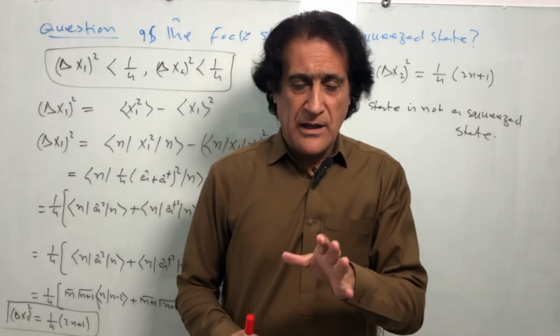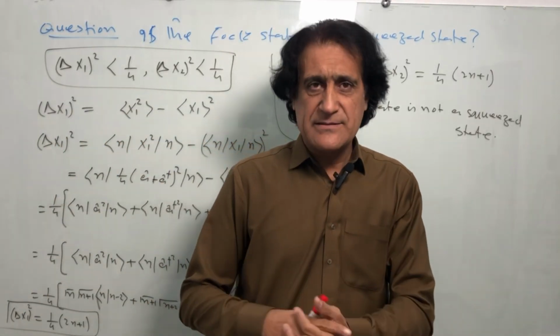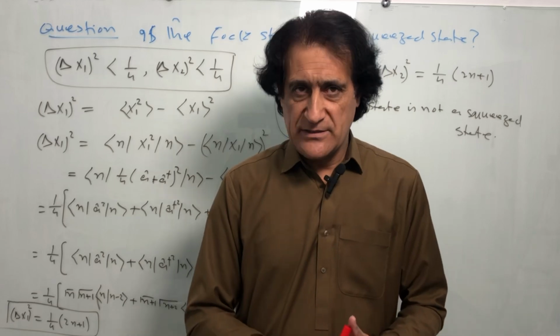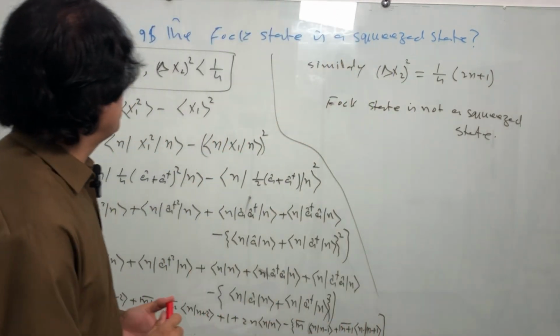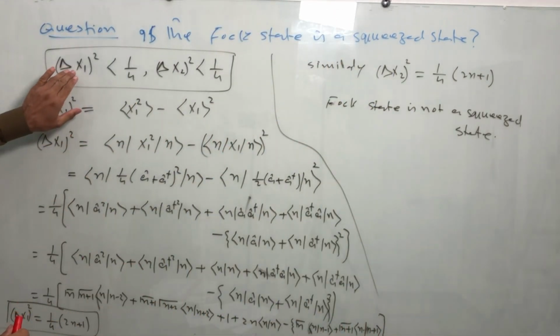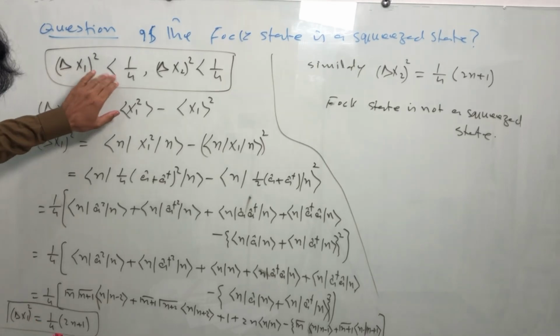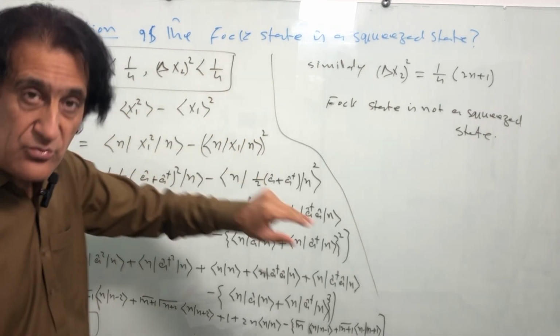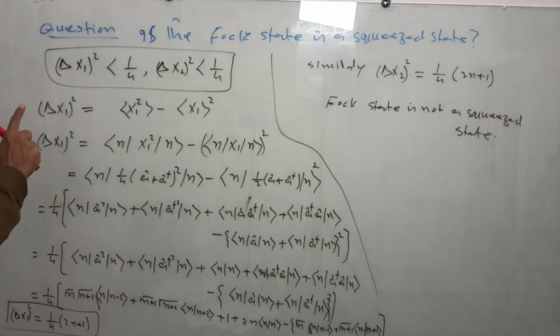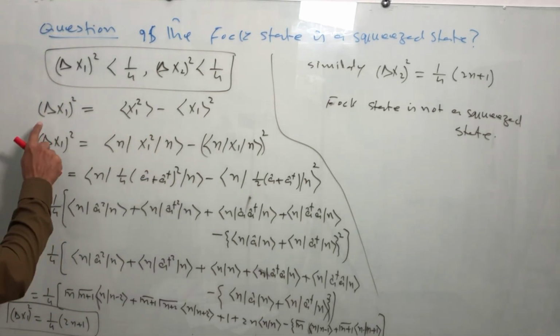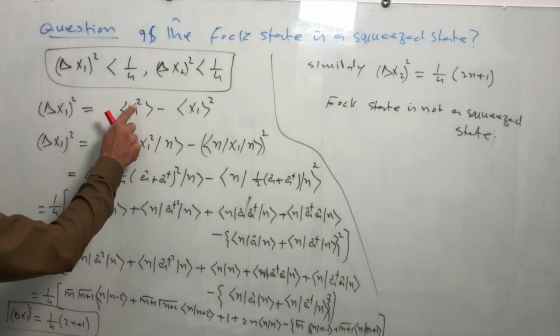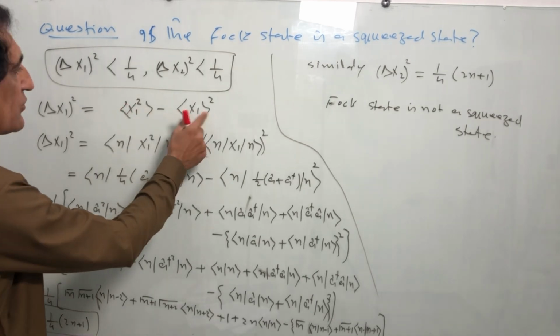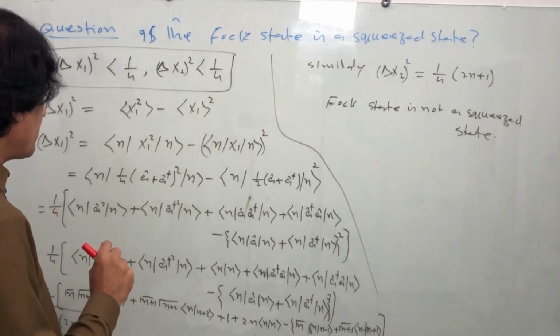Okay. Now the question is, as the Fock state is a squeezed state, so we must show this, and we must show that delta x1 squared is less than 1 over 4, and delta x2 squared is less than 1 over 4. So consider this equation: delta x1 squared is equal to x1 squared average minus x1 average squared.